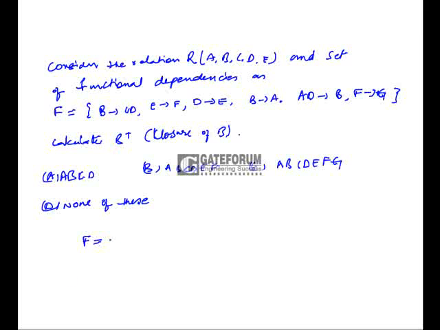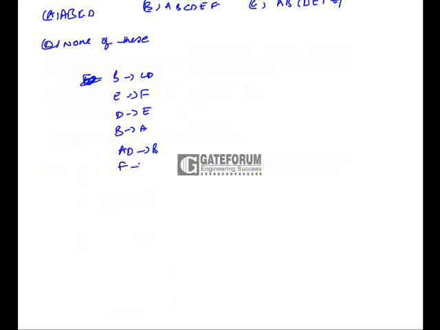Here the given FD set is B → CD, E → F, D → E, B → A, AD → B and F → G. This is the FD set given. We have to calculate the closure of B. Closure of B is nothing but B.